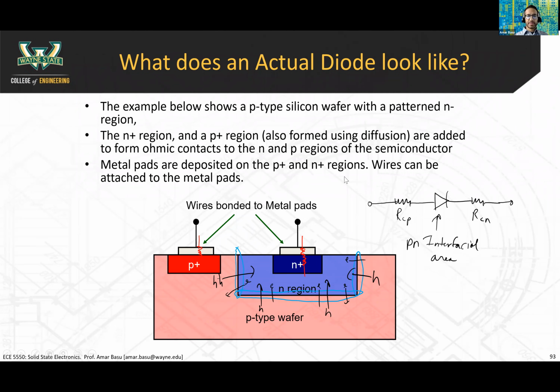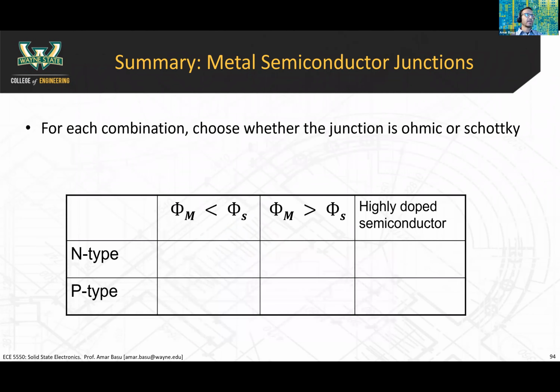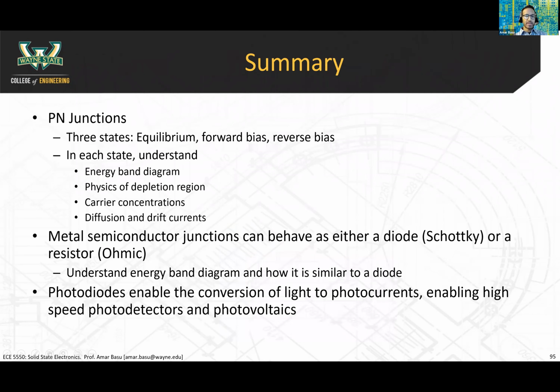All right. So to summarize, I would like you to just do this on your own for each combination. Choose whether the junction is ohmic or Schottky. This should be pretty easy based on the slides that we did before. So I won't bother doing that. I'll just summarize this module here.